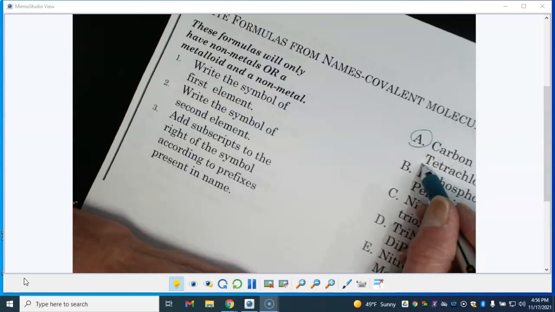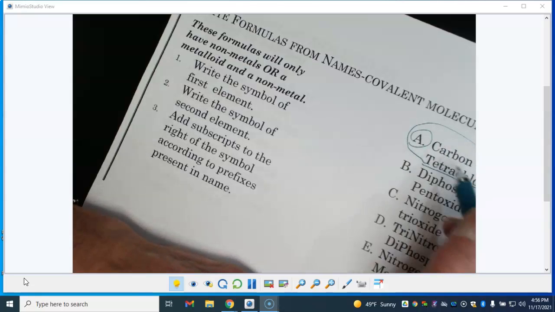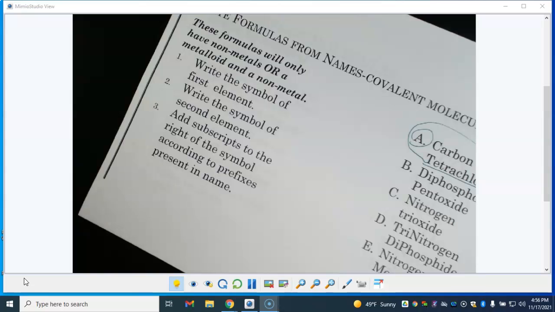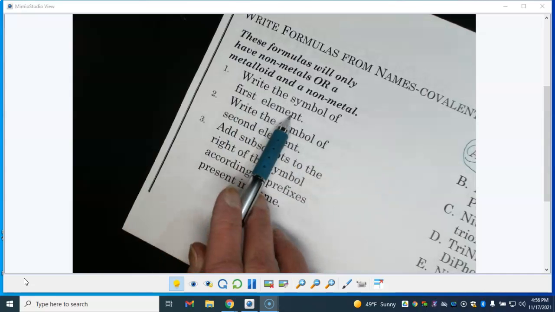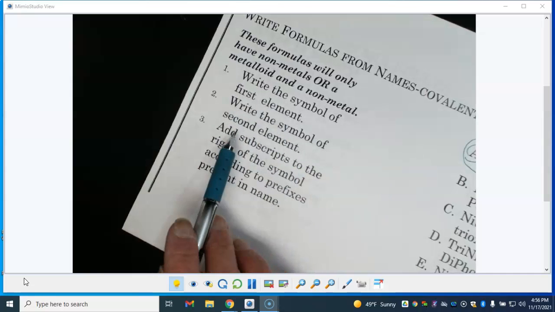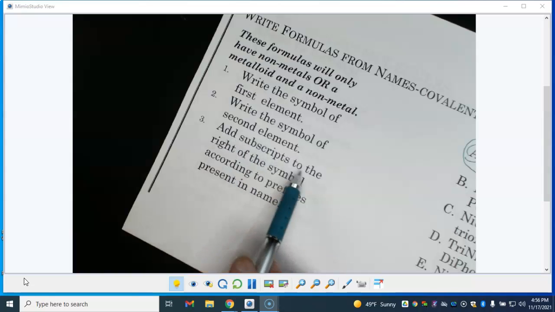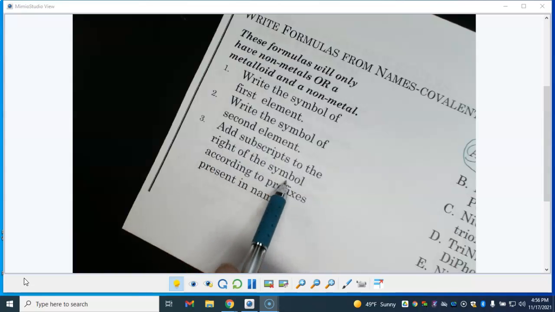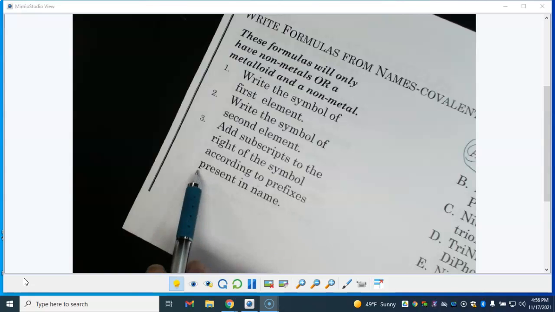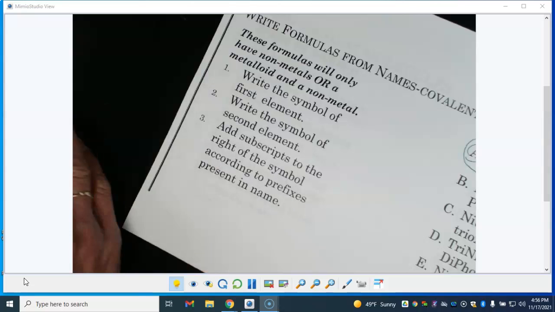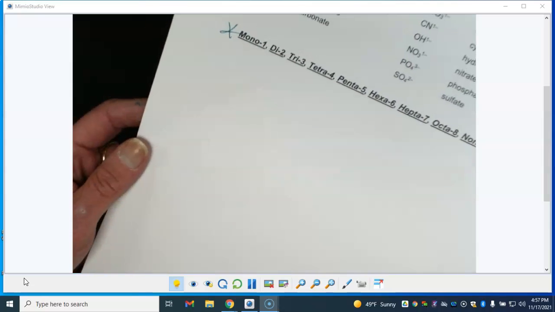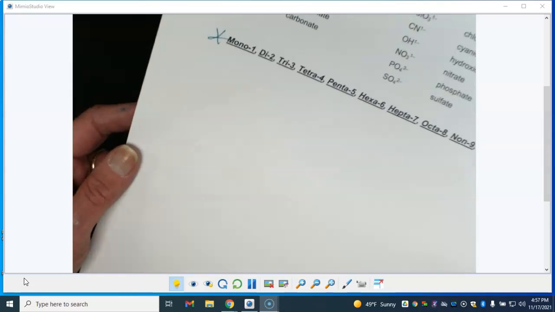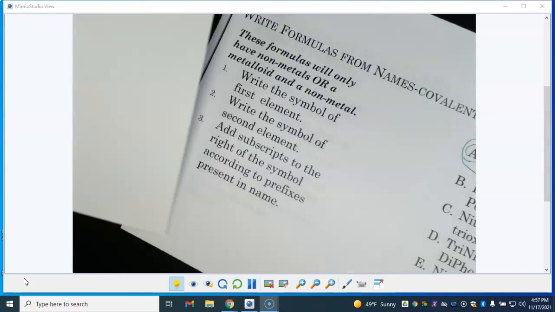Our first covalent molecule is carbon tetrachloride. So this is what we're going to do. It says write the symbol of the first element, write the symbol of the second element, add subscripts to the right of the symbol according to prefixes present in the name. These are the prefixes that I am talking about, okay? So you need these in front of you and you need your periodic table. So make sure you have them both.